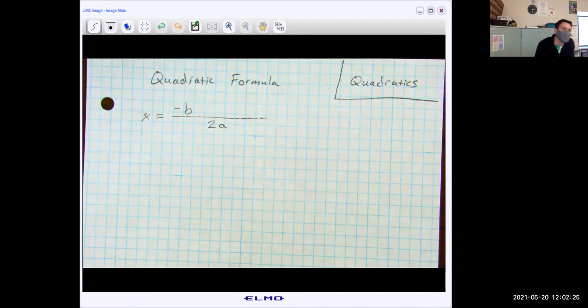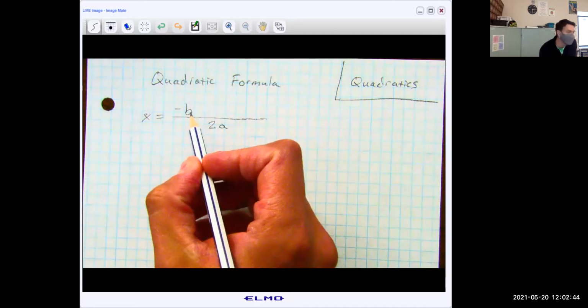Does that look familiar to you right now? X equals negative b over 2a. Remember where we've seen that before? You just say it. Where was it? Yep, LOS. Good. So the quadratic formula has the LOS in there. Negative b over 2a.